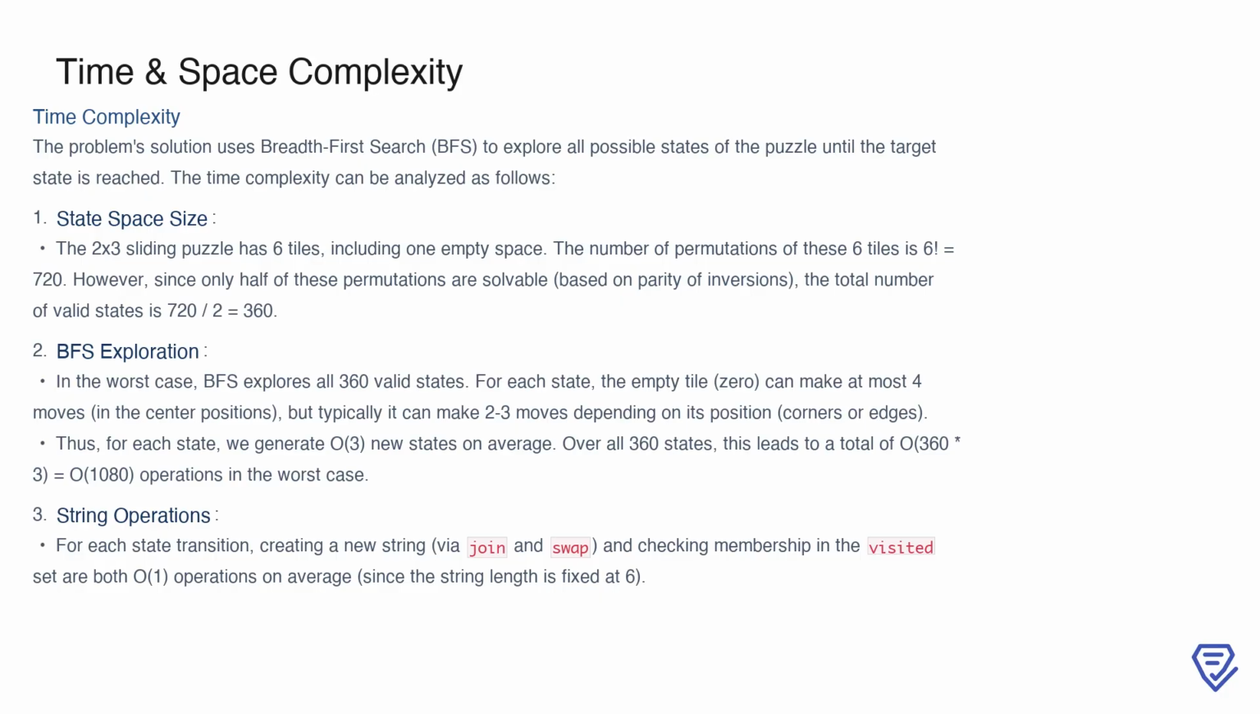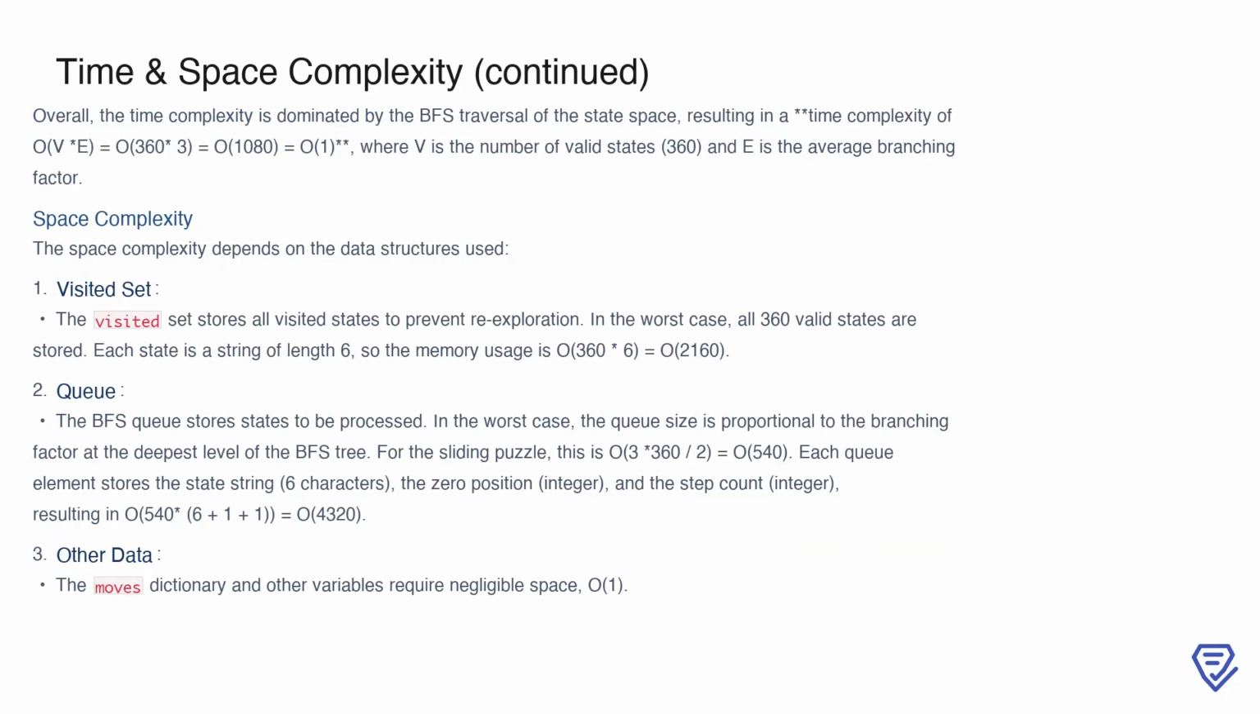Since creating a new string for each state and performing set membership checks are constant time operations due to the fixed string length, these operations don't increase the asymptotic complexity. Therefore, the overall time complexity is determined by the BFS traversal itself, which generates 1080 transitions in the worst case. The time complexity for BFS can be summarized as V*E, where V represents the number of valid states, which is 360, and E represents the average branching factor, which is about 3. Multiplying these gives 1080, and since this value is based on a fixed state space and branching factor, it simplifies to 1 in big O terms.